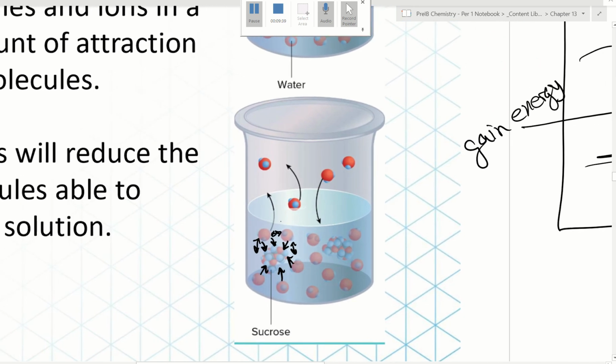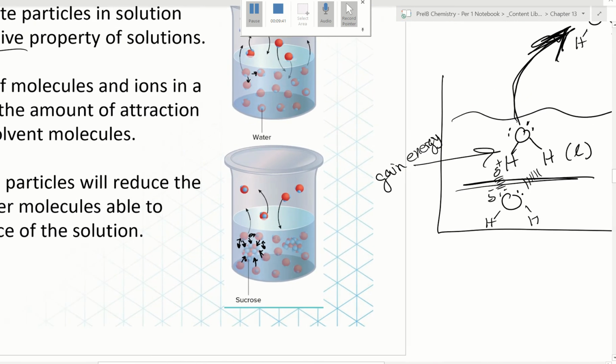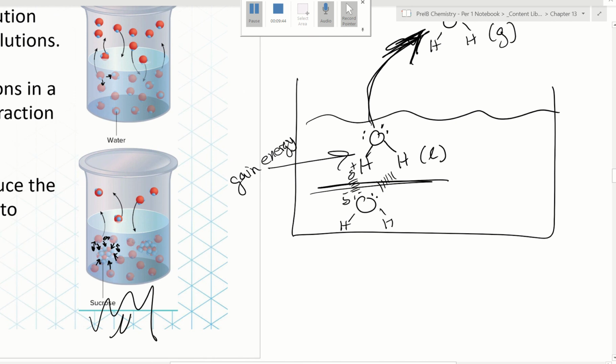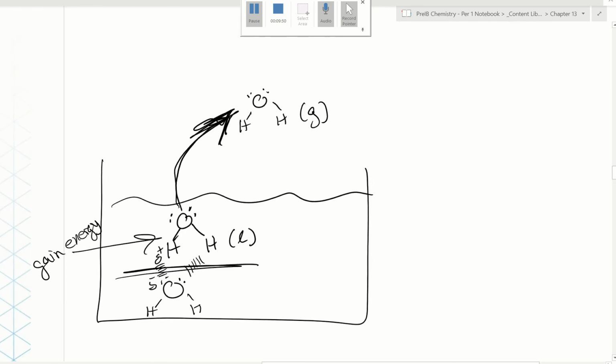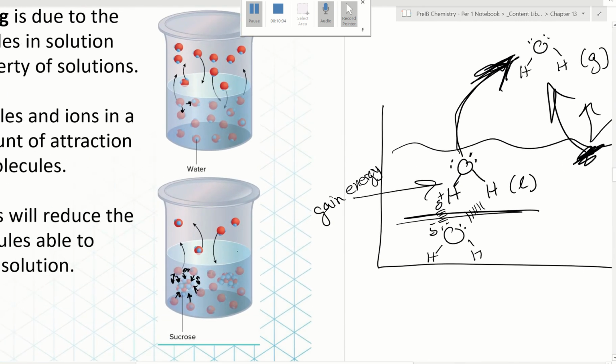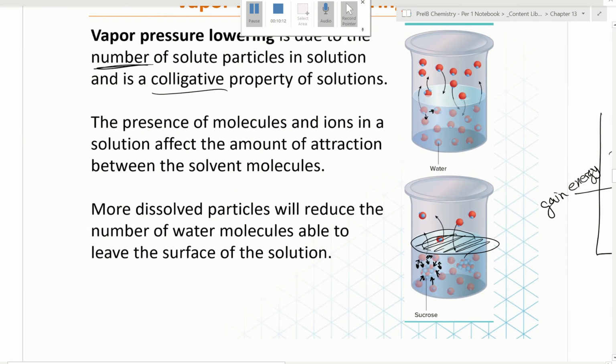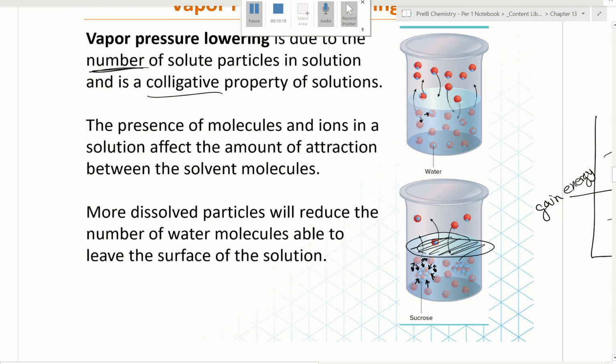But it also changes how many water molecules can get to the surface. Because we're not boiling this, there's no fire underneath it, in order for the water to become a gas, molecules have to escape from the top of it. That's evaporation. The little guys at the top will get so much energy that they'll shoot up into the air as a gas. Well, if you have sugar in here taking up some of this surface area, then you're not going to have as much of the water becoming a gas. And so we say that the vapor pressure is going to be lowered. In other words, it's not producing as much vapor.